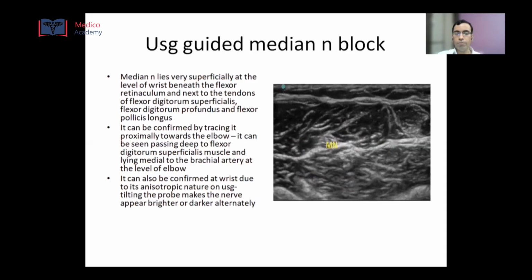It can also be confirmed at the wrist due to its anisotropic nature on ultrasound. Here, by tilting the probe, it makes the nerve appear either hyperechoic or hypoechoic alternately.